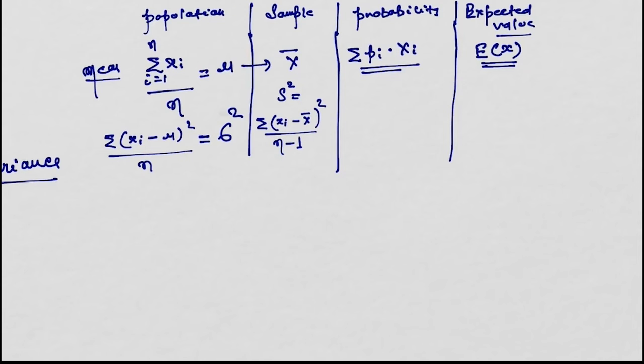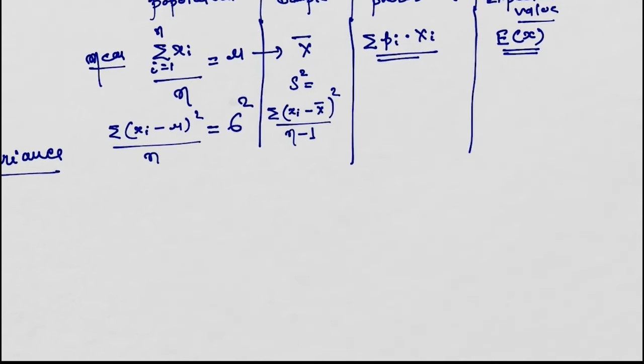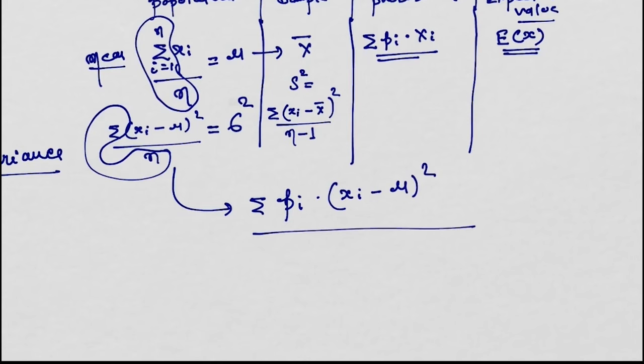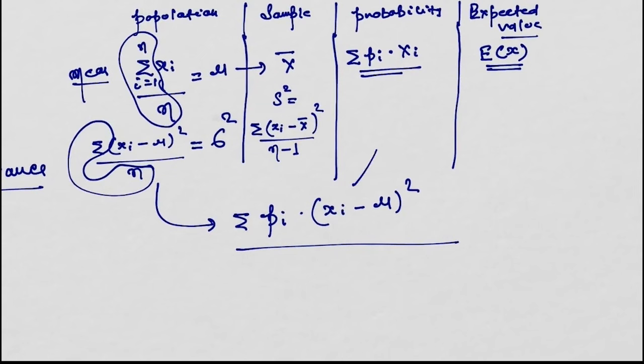If I talk in terms of probability, right now the formula for probability is not different from this formula. The only thing is that here you are giving equal weightage or equal probability to every entity. Even in the discussion of mean, we did this. So if you tweak this formula, it becomes the summation of the probability of every entity into the distance square. And that is the formula for variance in terms of probability.